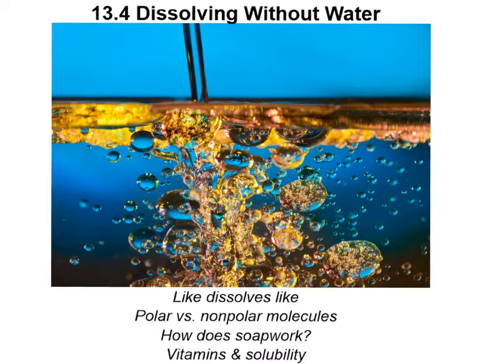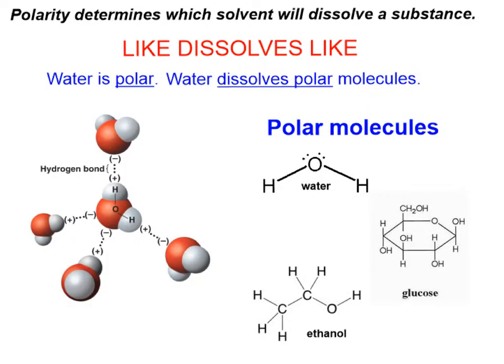We're going to look at a few ideas such as like dissolves like, polar versus nonpolar molecules, how soap works, and something about vitamins and solubility. So, the big idea here is that polarity determines which solvent will dissolve a solute or a substance. And the phrase for the day: like dissolves like. When we're talking about like dissolves like, we're talking about whether it's polar or non-polar.